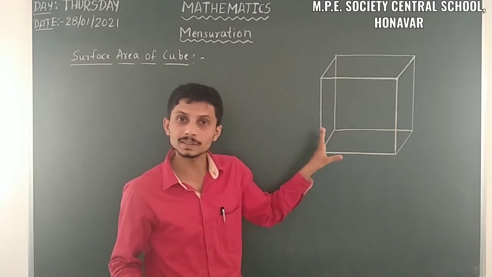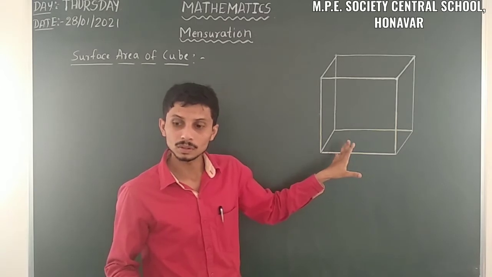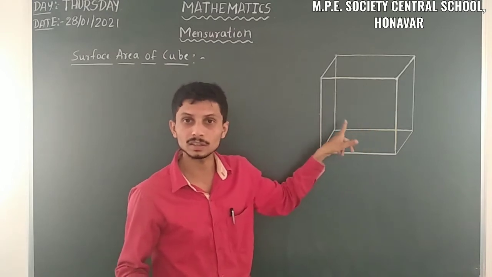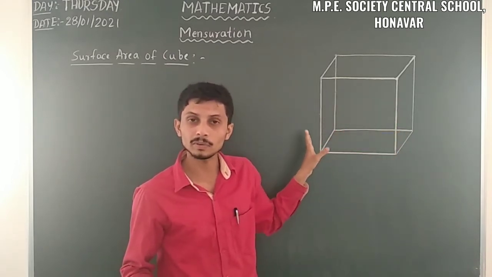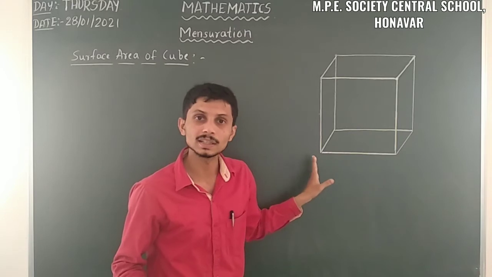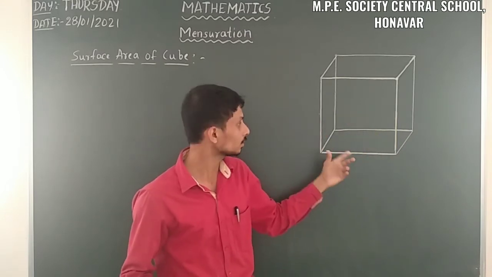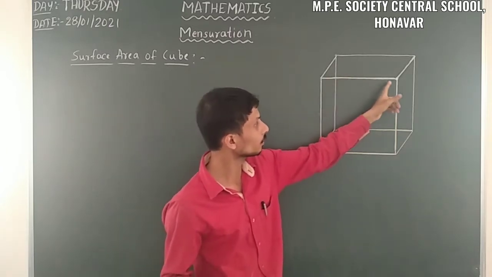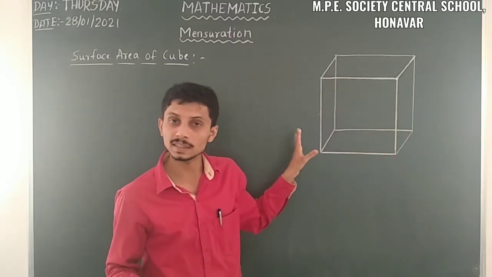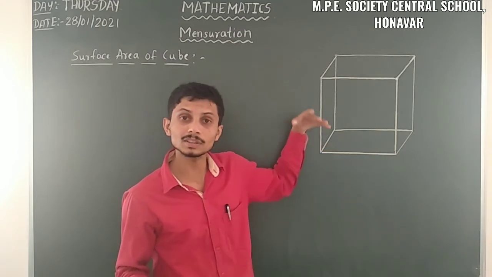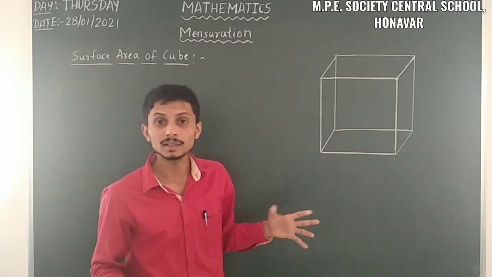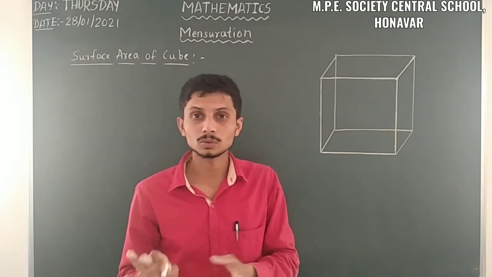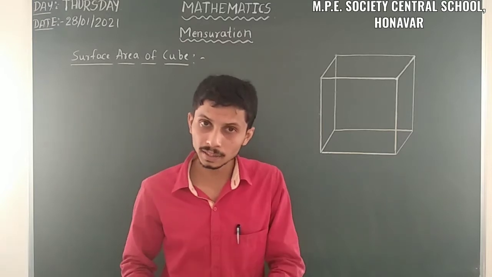the area of each face is a square. The area of each face means we can touch all the parts of this face. That's why the surface area of this face is square shaped, the length is a, breadth is also a, and length into breadth is a square. The area of each face is a square. Then we have to consider that there are 6 faces, and all 6 faces are square shaped. Each face has the area a square.